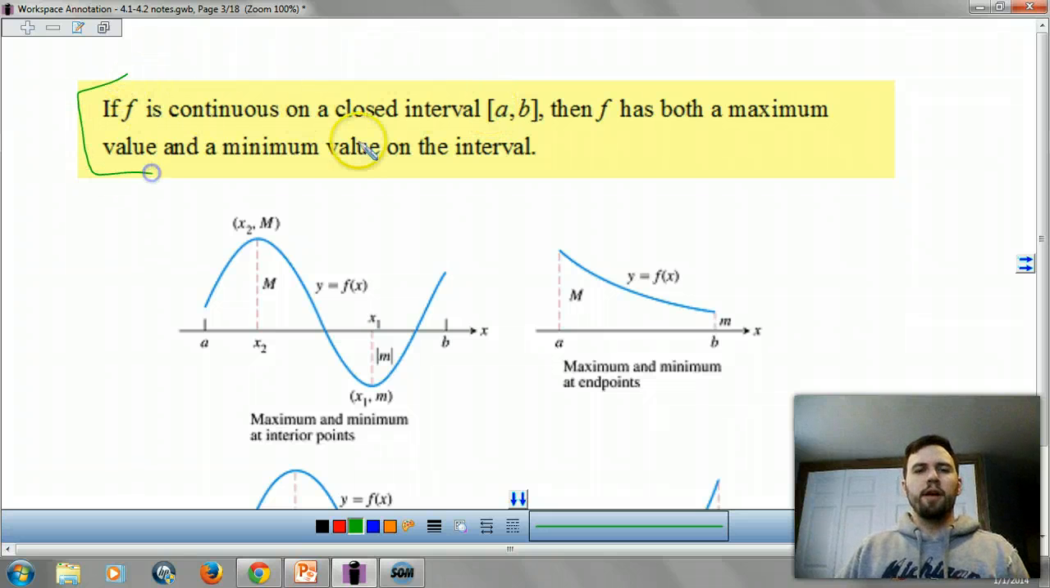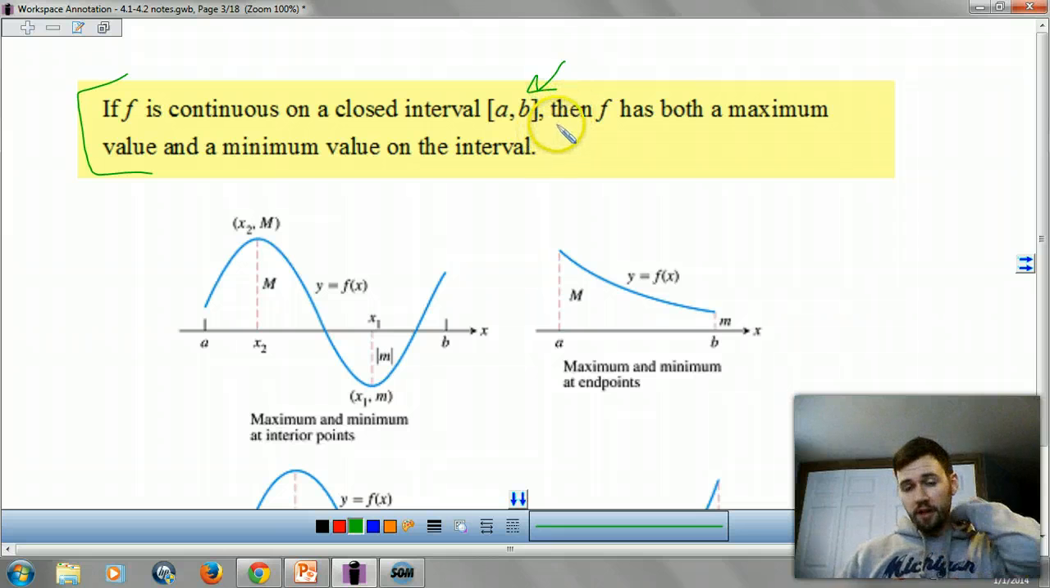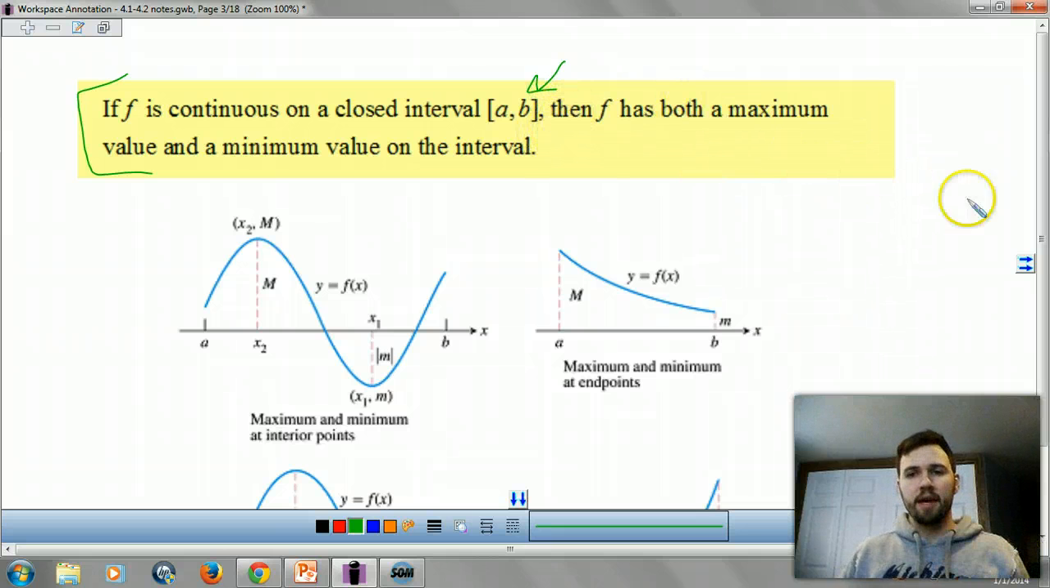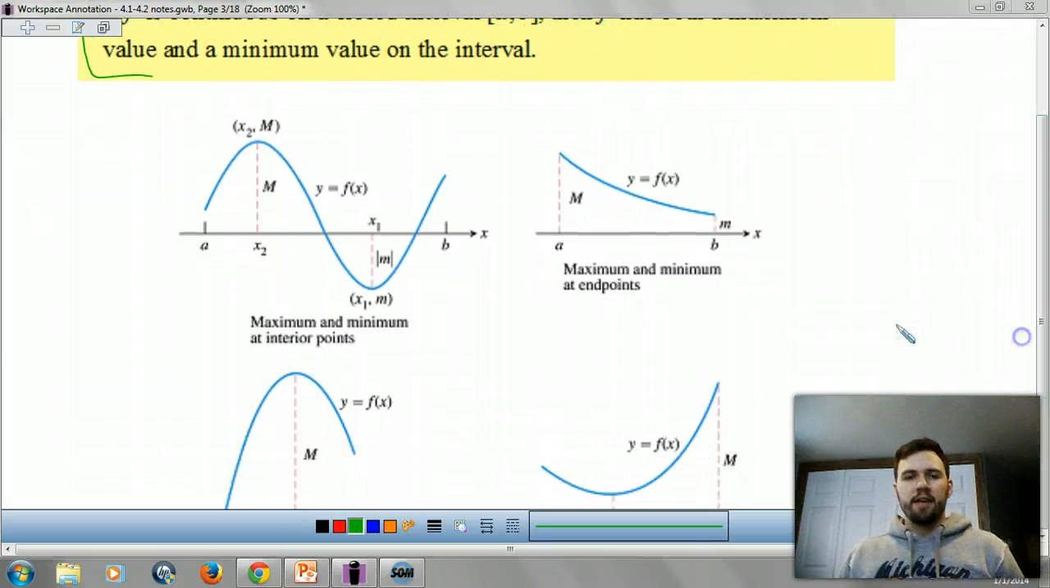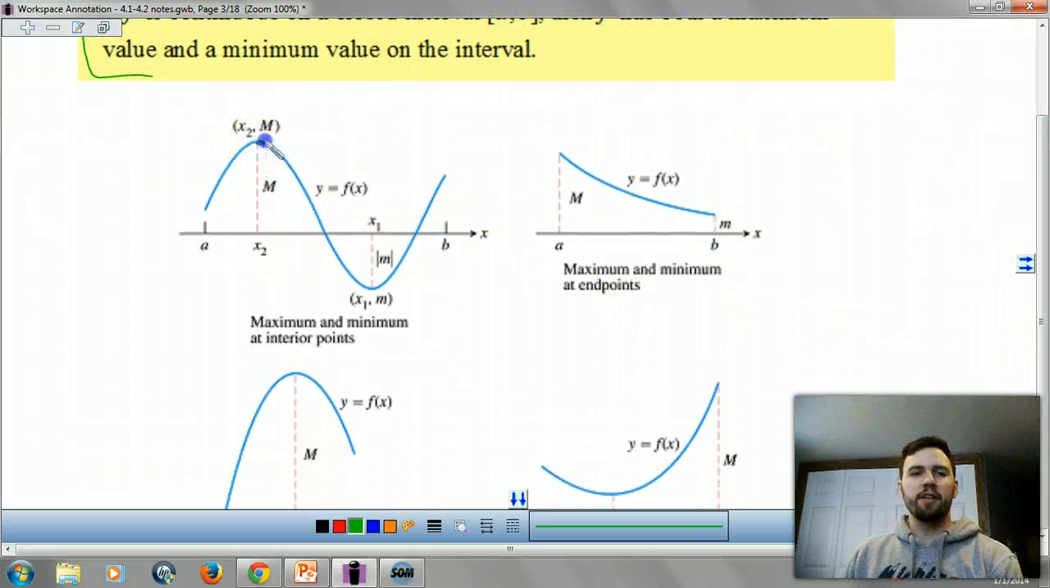So again, if you are on a closed interval and you're continuous on it, then if you're looking for a max and min, you will have a max and min. It's guaranteed if it's on a closed interval. Here's a max, here's your min. Sometimes it could be your endpoints, like here's your max and here's your min. So when we get to testing for max and mins, you have to test your endpoints and your critical points.